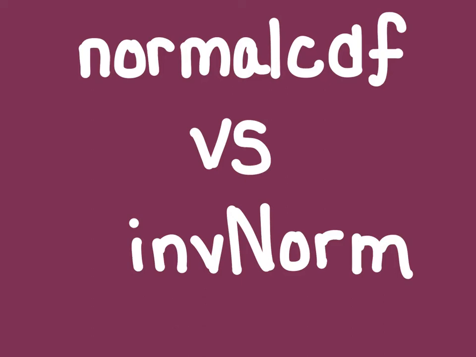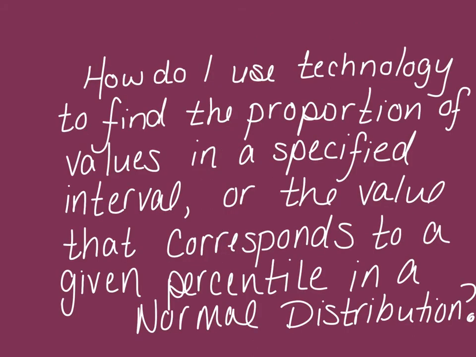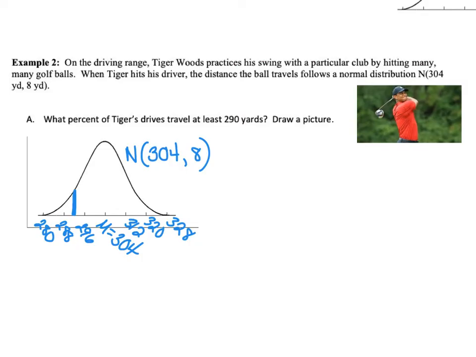In this lesson, we're going to look at the difference between normal CDF and inverse norm on the graphing calculator. So our essential question is, how do I use technology to find the proportion of values in a specified interval or the value that corresponds to a given percentile in a normal distribution? That's a mouthful, and you may not have fully comprehended what that question's really asking, but to explain it, we're going to revisit the example with Tiger Woods.